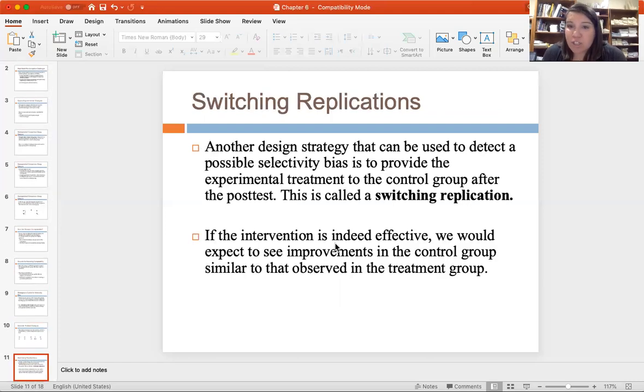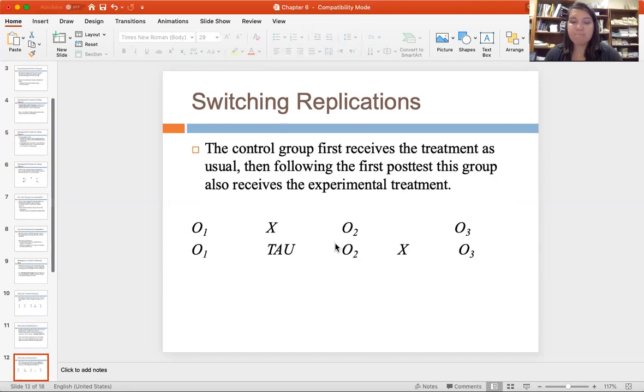Another design strategy that can be used to detect a possible selectivity bias is to provide the experimental treatment to the control group after the post-test. This is called switching replications. The control group first receives the treatment as usual, and then following the first post-test, they also receive the experimental treatment.